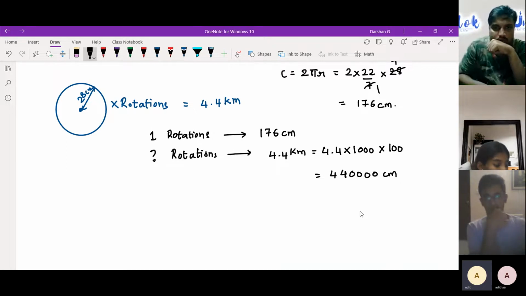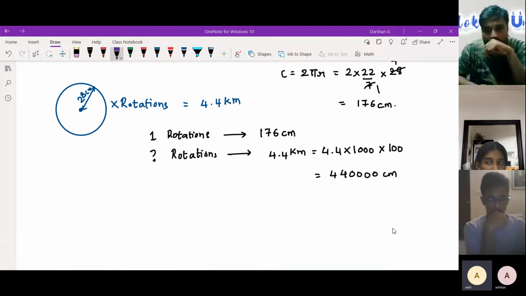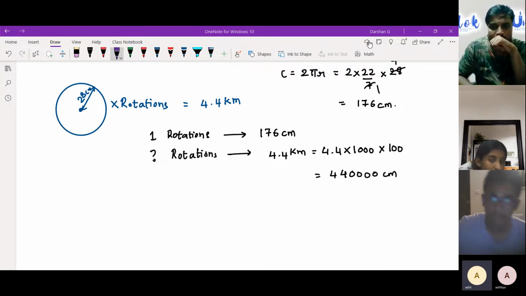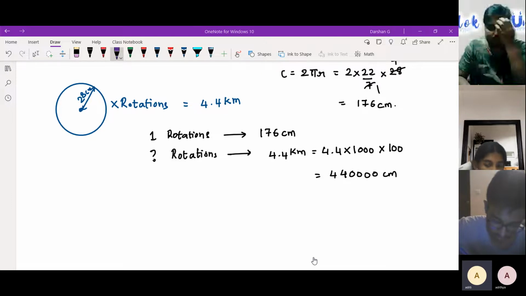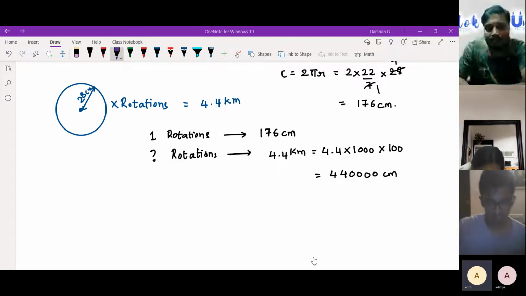So now how to find the number of rotations? Manoma, you got it? Yes, sir. The answer is 25,000 rotations. Okay, is that right, Shruti? Did you find the answer? So I'm doing it. Okay, fine. Others too, you can turn on your camera and start answering.